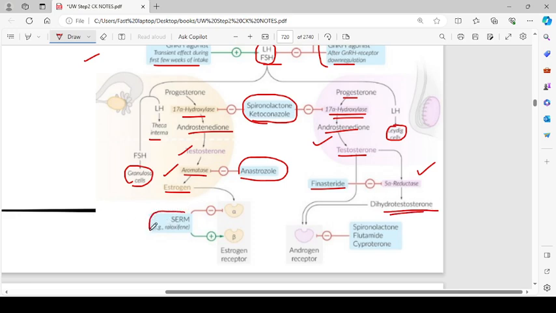SERMs, selective estrogen receptor modulators, for example raloxifene, can be given in specific conditions. They can act as agonist in one place and antagonist at another place. Then we have spironolactone, flutamide, and cyproterone as androgen receptor antagonists. Okay.